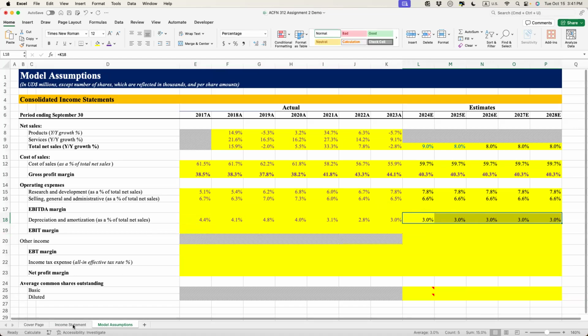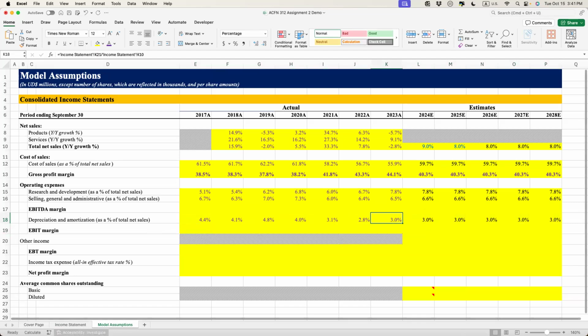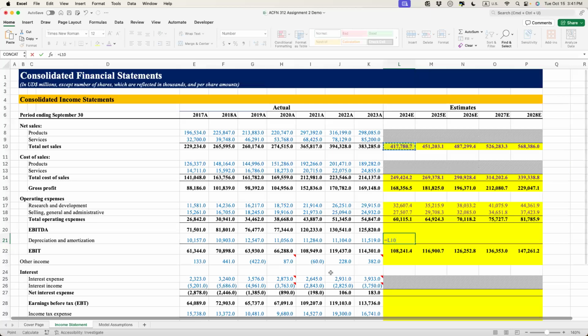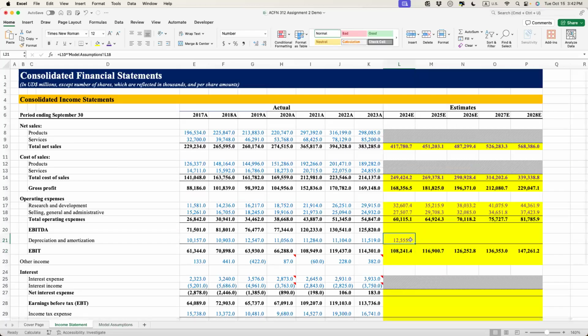Okay. Once we have this done, since we're calculating this as a percentage of net sales, when we come back to calculating the D&A for the projected year, it's just going to equal the projected sales multiplied by your projected percentage. And then we get this done.